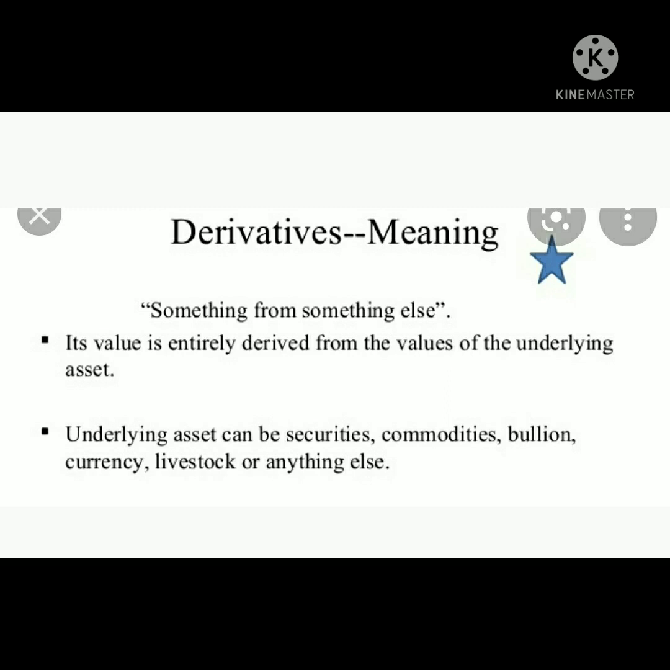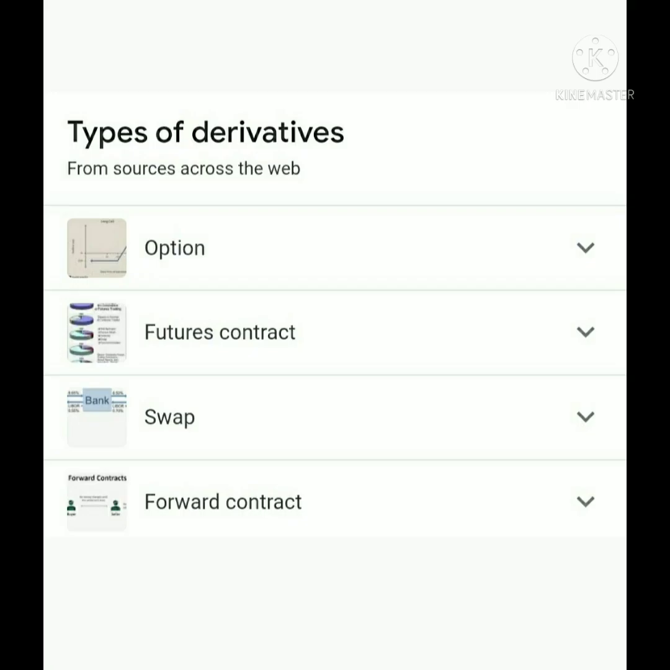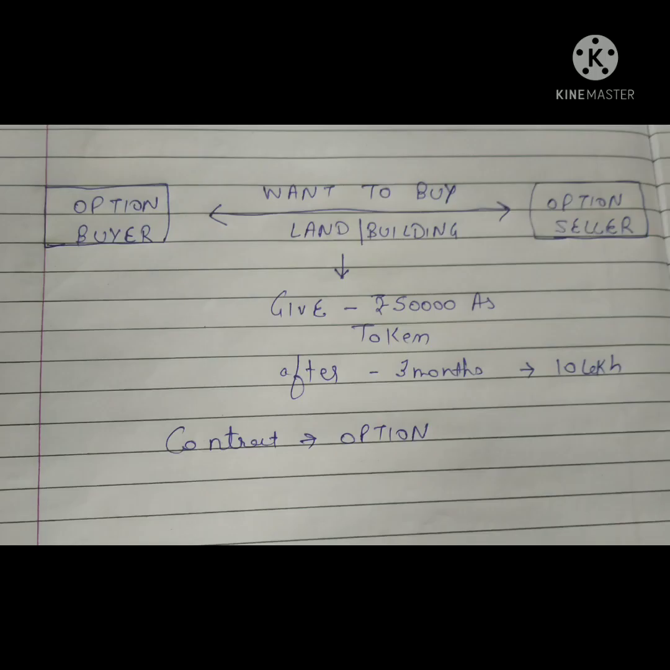So what is the meaning of derivatives? Basically, a derivative derives something from something else. Its value is entirely derived from the value of the underlying assets. And what are the underlying assets? They can be securities, bullion, commodities, currency, livestock or anything else. So there are four types of derivatives: futures, options, swaps, and forward contracts. In the previous video we covered futures and forward contracts, and I will share the link of that video in the description. Okay, so let's start with the options.